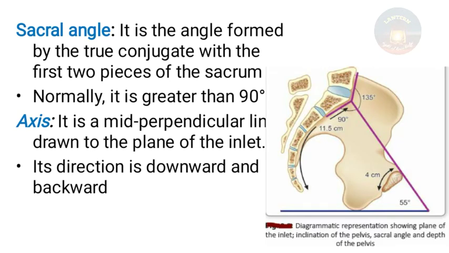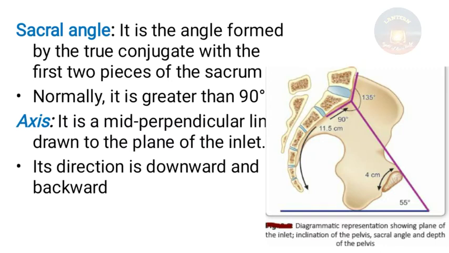Axis is a mid-perpendicular line drawn to the plane of the inlet. Its direction is downward and backward. As we already told, it is tilted around 55 degrees with the horizontal. That's why it's downward and backward.